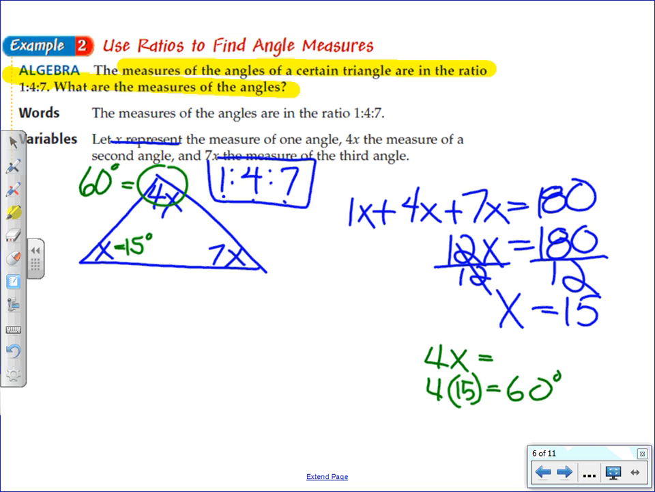Now, you could do 7x or 7 times 15, and you could find out what your last measure equals. And 7 times 5 is 35. Carry your 3. It's 105. So this angle measures 105. And we found the measure of all 3 angles just by knowing the ratio of the measures.